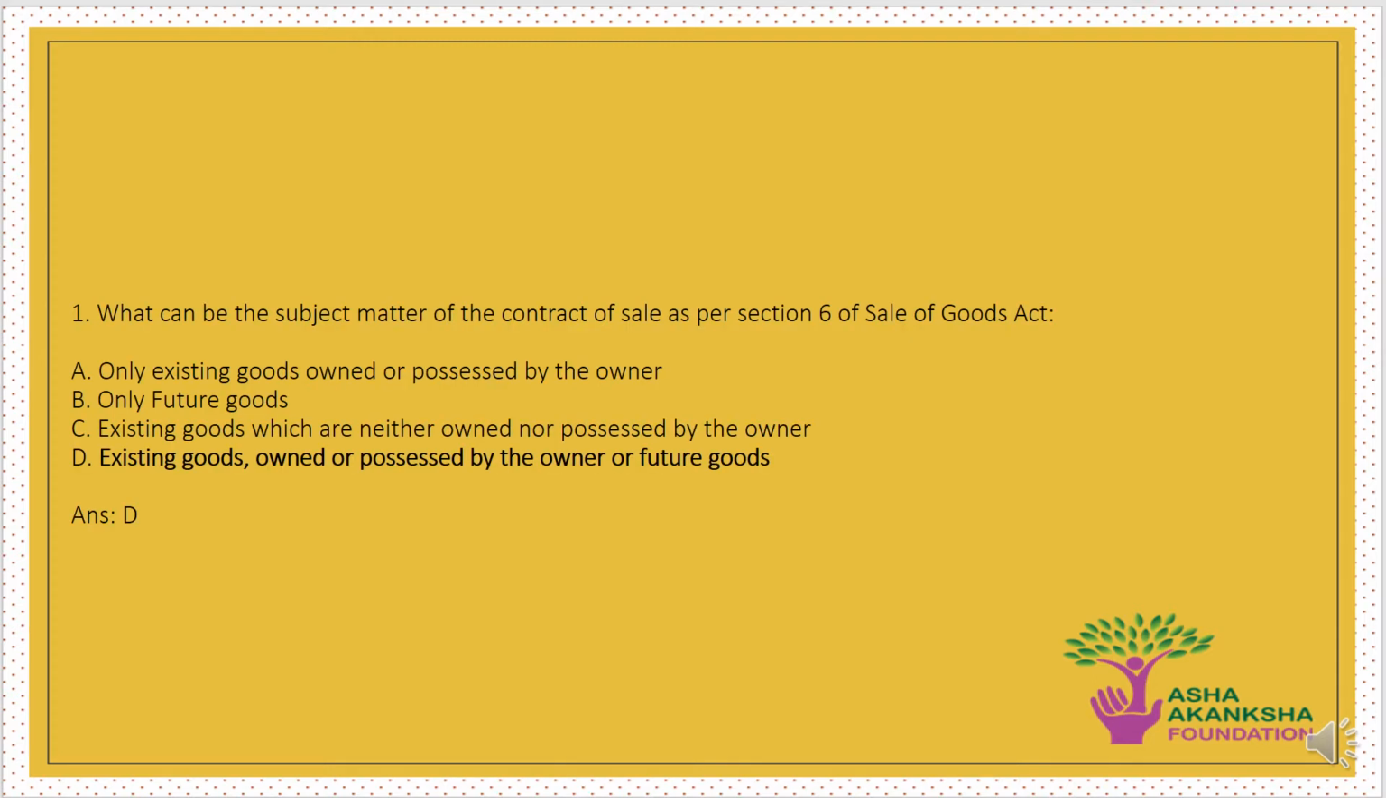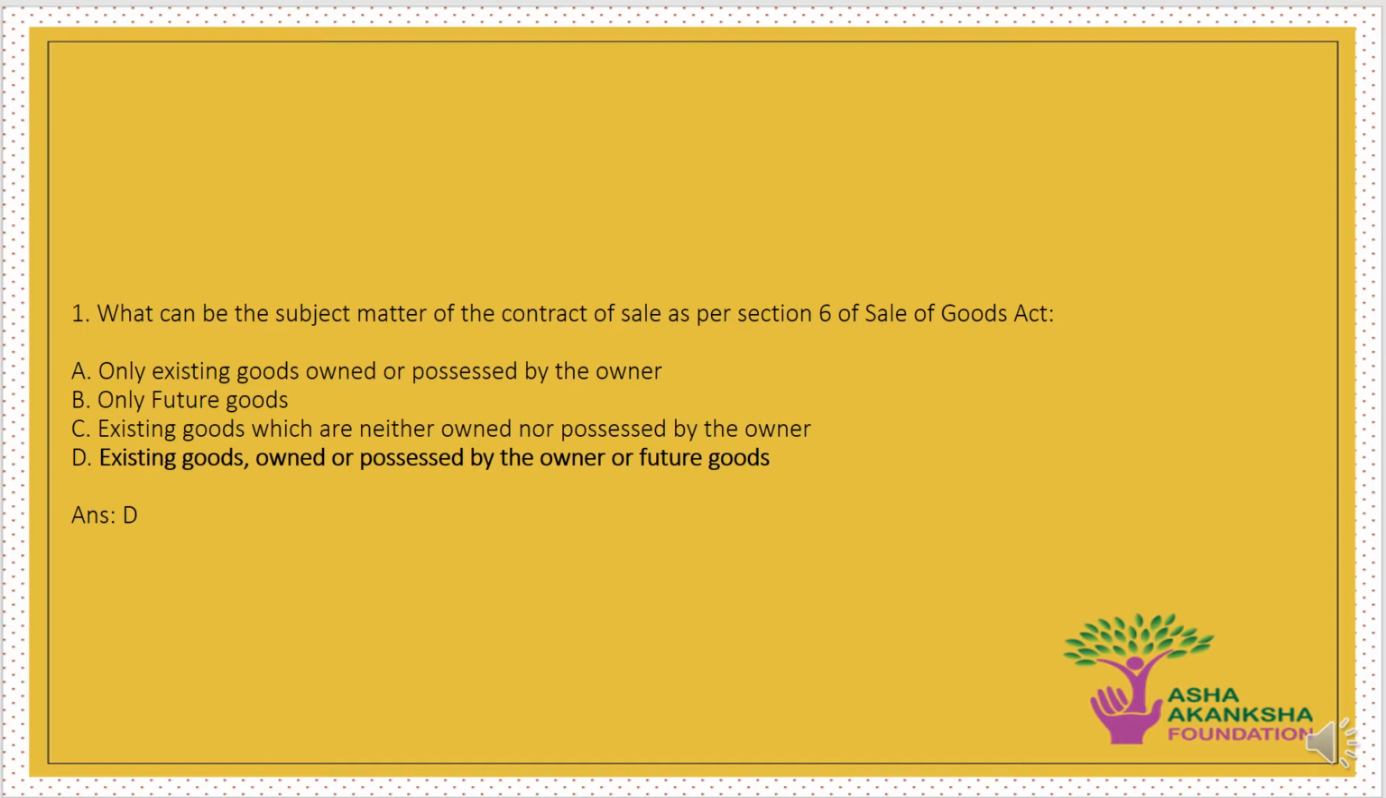The first question is, what can be the subject matter of the contract of sale as per section 6 of the Sales of Goods Act? Options are A. Only existing goods owned or possessed by the owner. B. Only future goods. C. Existing goods which are neither owned nor possessed by the owner. Or D. Existing goods owned or possessed by the owner or the future goods.